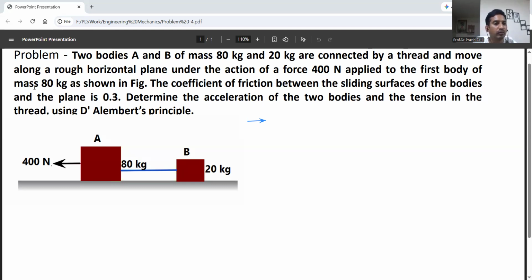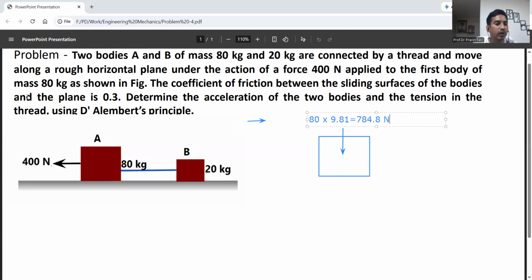So first of all, you have to draw the free body diagram for body A. First, the weight of this block acts in the downward direction. Its mass is 80 kg, which is given, so the weight will be 80 into 9.81, which is 784.8 Newton. This one is the weight.